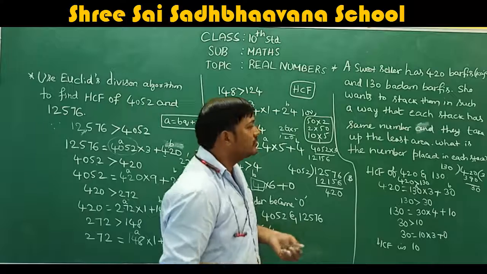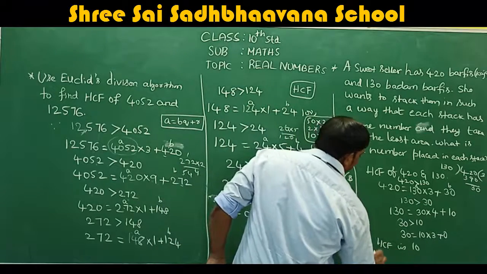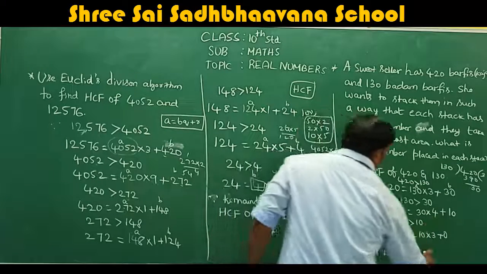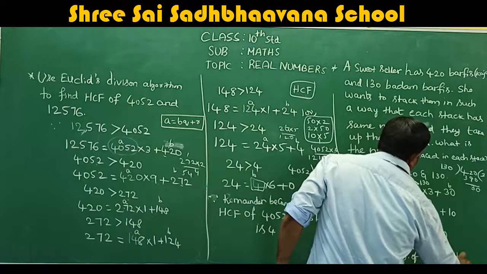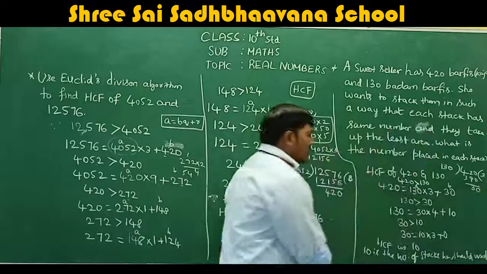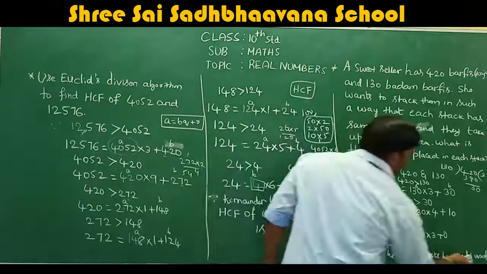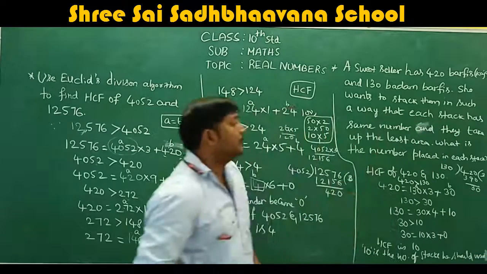Okay, I hope you understood. This HCF is 10. So 10 is the number of stacks he should use, or 10 number of stacks should be used. Anything is fine. Okay, 10 is the number of stacks he should use, to arrange the burpees.